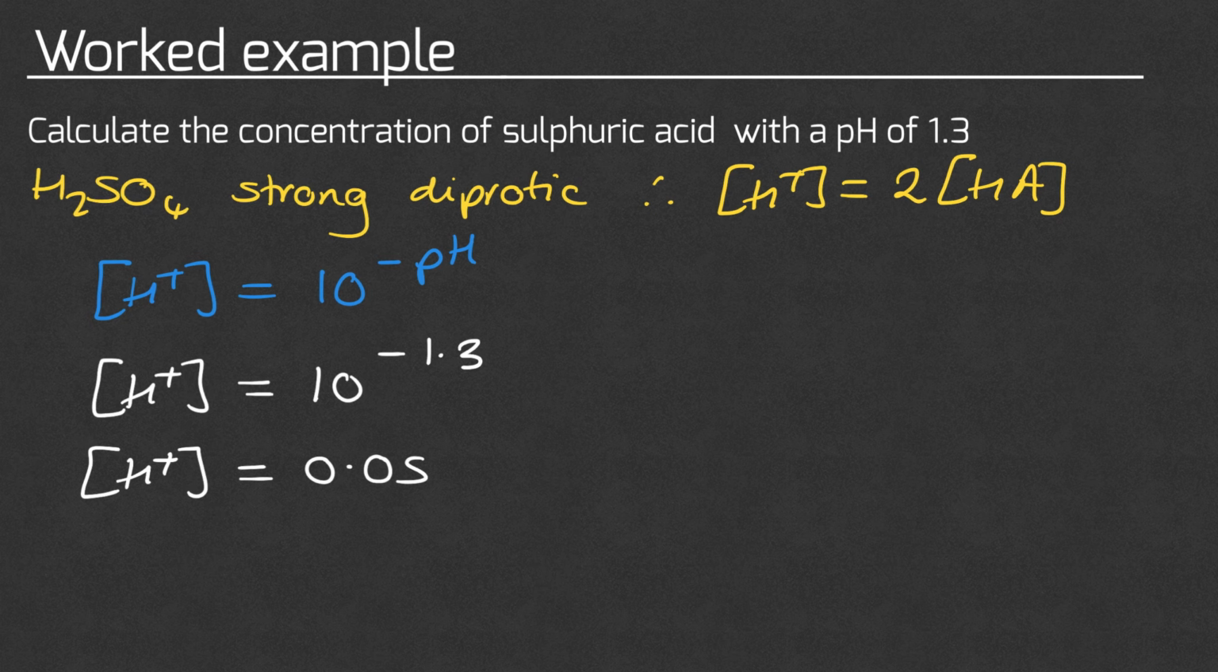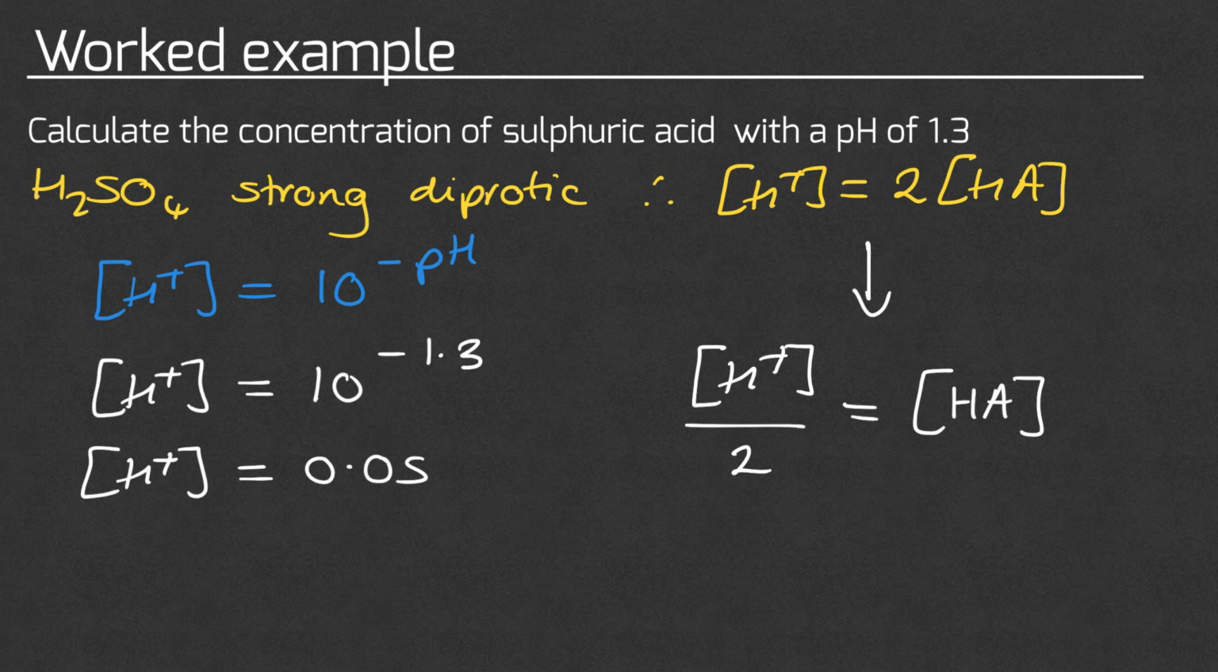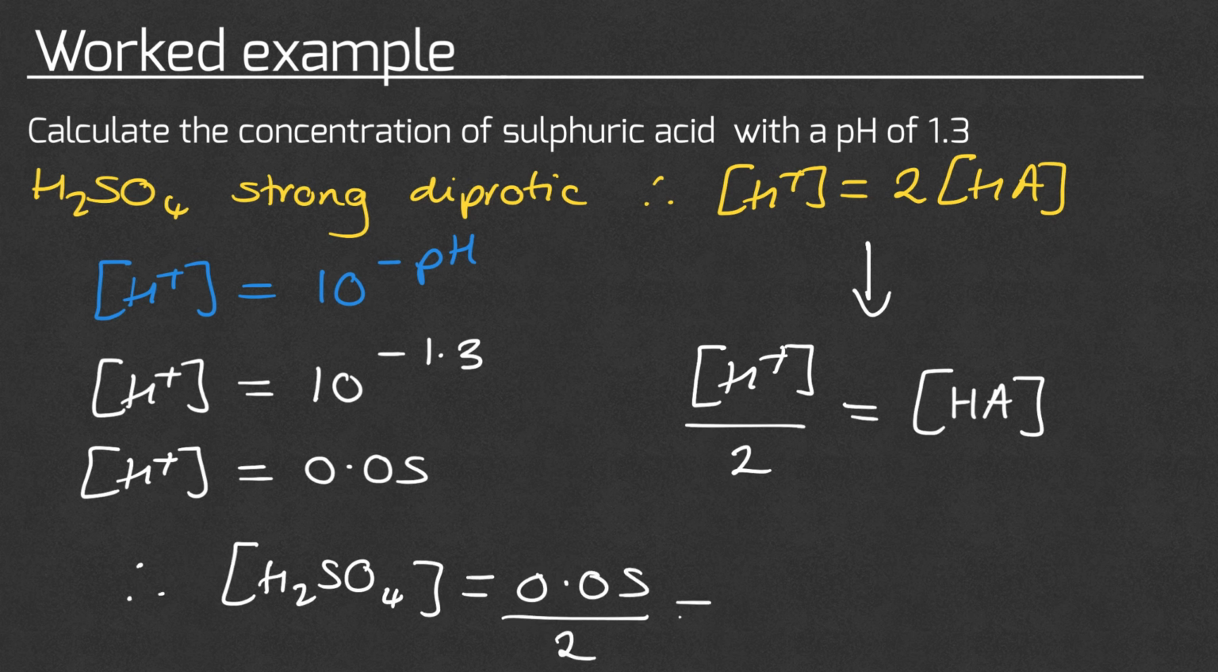Now we've got the concentration of hydrogen ions, we need to work out the concentration of the acid. So we know from looking at the equation that the concentration of hydrogen ions is equal to twice that of the acid. So by rearranging this equation, we can calculate the concentration of the acid. Now we've rearranged the equation, all we need to do is sub in the concentration of hydrogen ions we worked out earlier. And this gives us a final answer of 0.025 moles per decimeter cubed.